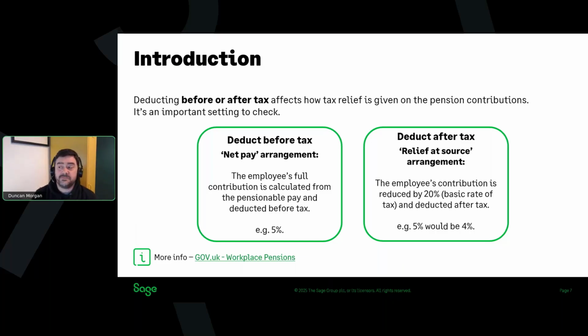And the other tax relief arrangement is deducting after tax, which is known as a relief at source arrangement. Now, this is where the employee's contribution is actually reduced by 20%, which is the basic rate of tax, and that amount is deducted after calculation of tax in payroll. Now, the tax relief is claimed back from HMRC by the pension provider at the basic rate of 20%. So through payroll, if you had a 5% contribution set up, in effect, only 4% would be deducted. And then the tax relief, as I say, is claimed back separately.